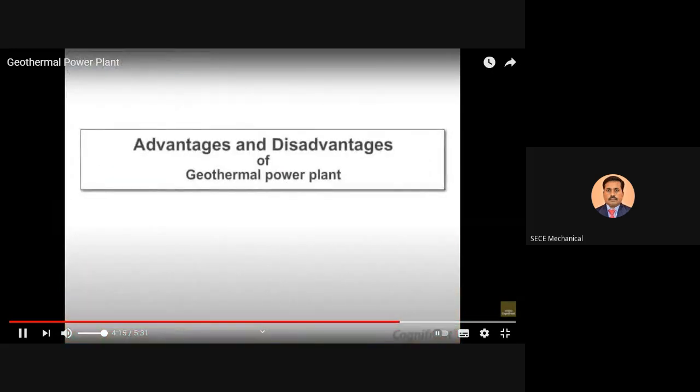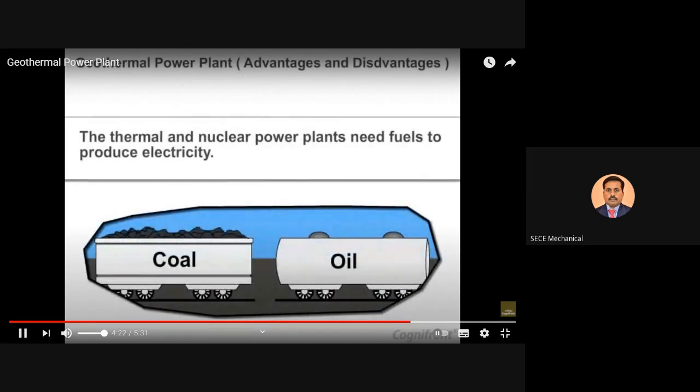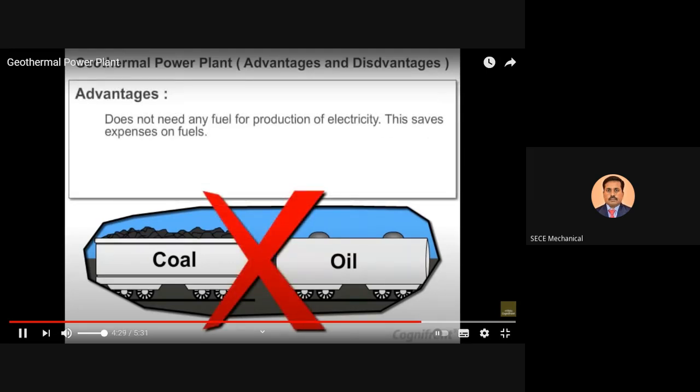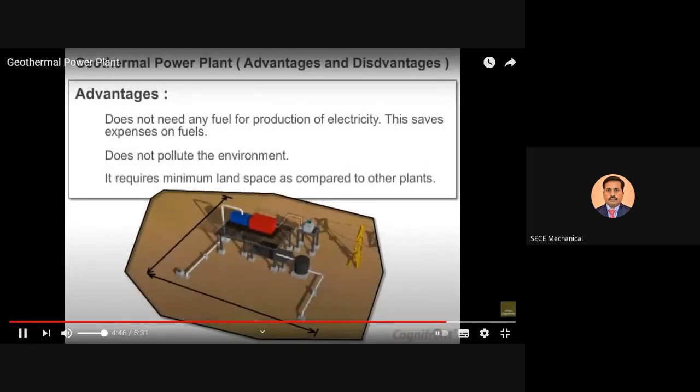Let us study the advantages and disadvantages of a geothermal power plant. Thermal and nuclear power plants need fuel to produce electricity, whereas a geothermal plant does not need any fuel for production of electricity. Ultimately, this saves expenses on fuel. A geothermal plant does not pollute the environment. It requires minimum land space compared to other plants.